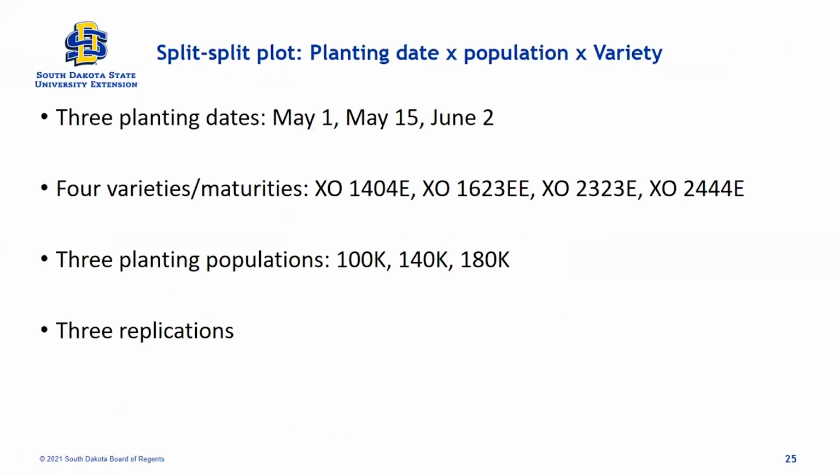So here's the situation with the planting, how it played out, and the methods: a split plot design, planting date by population by variety. There are three planting dates: May 1, May 15, and June 2nd, and four varieties again: 1.4, 1.6, 2.3, and 2.4. Three planting populations: 100,000, 140,000, and 180,000, and each of those treatments was repeated 3 times in each site.